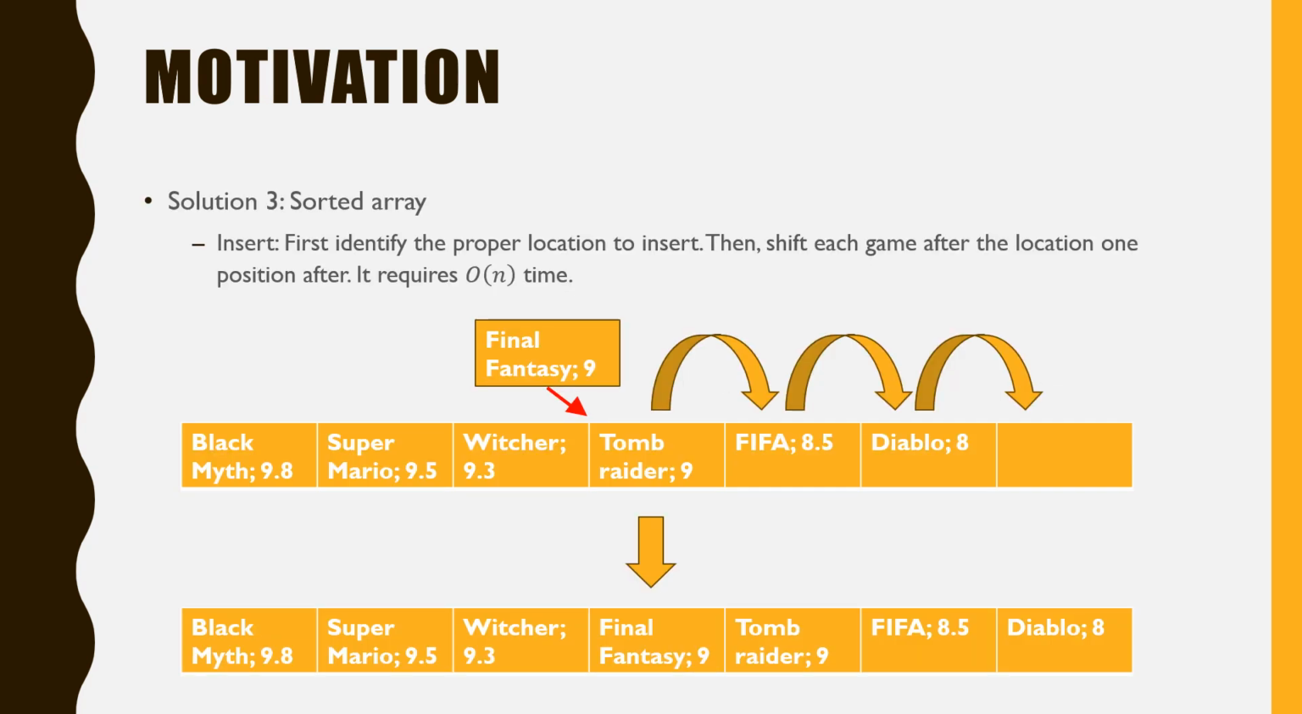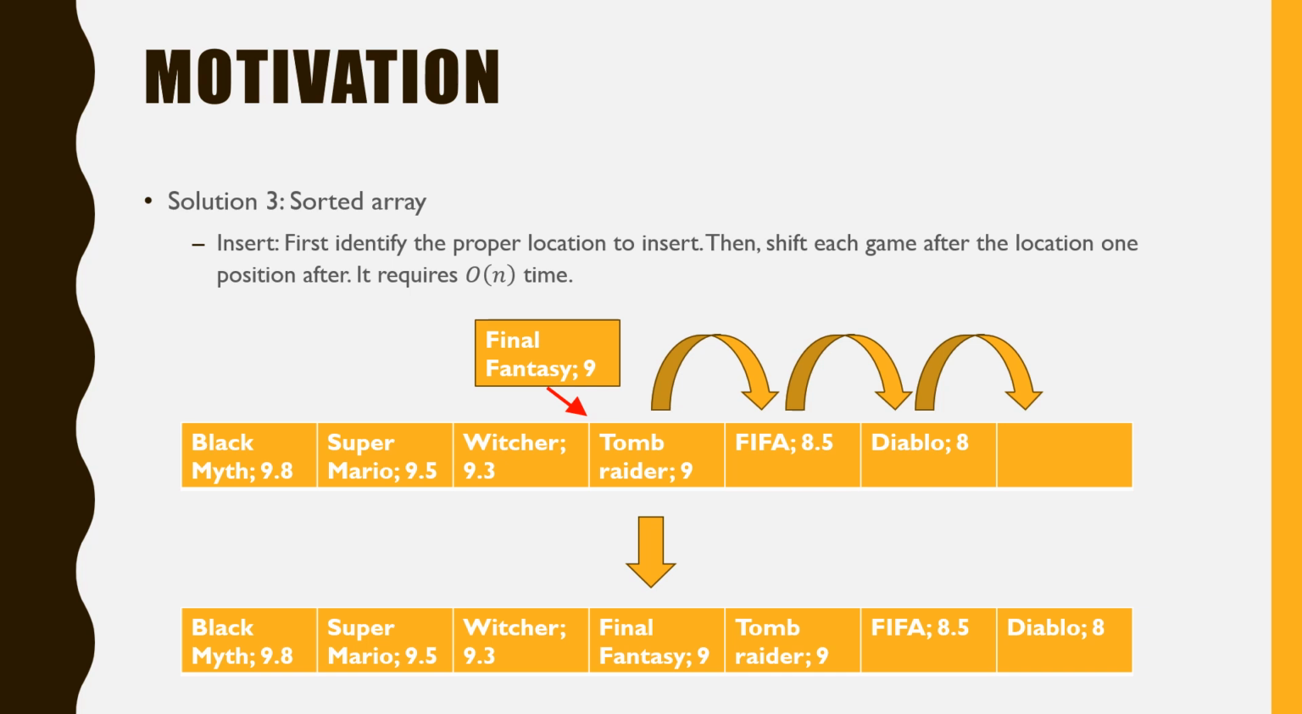If we need to insert a new game into the sorted array, we must first identify the correct location for insertion. This can be done using binary search, which requires O(log n) time. After identifying the insertion location, we need to shift all games after the location to make space for the new game.